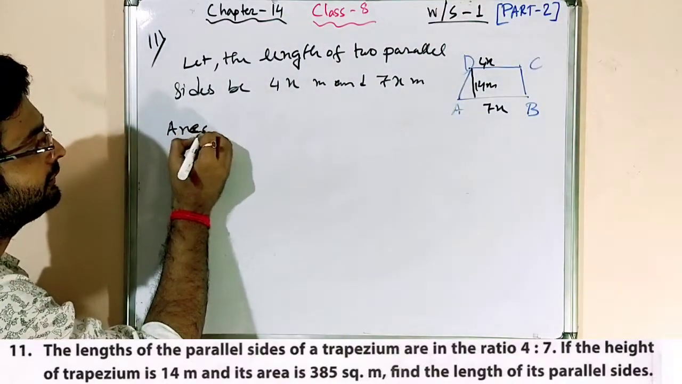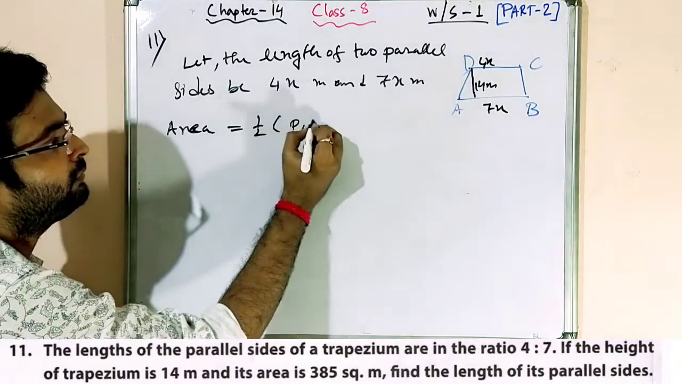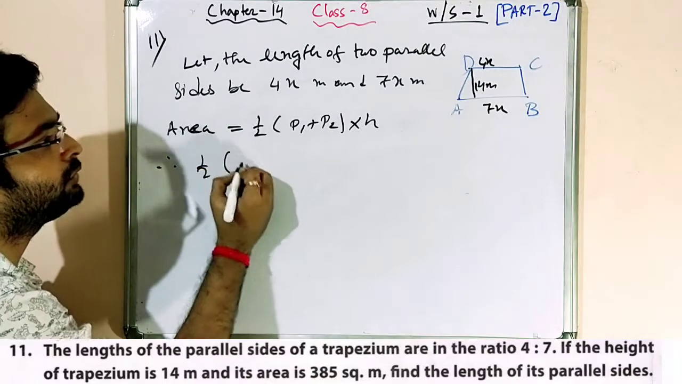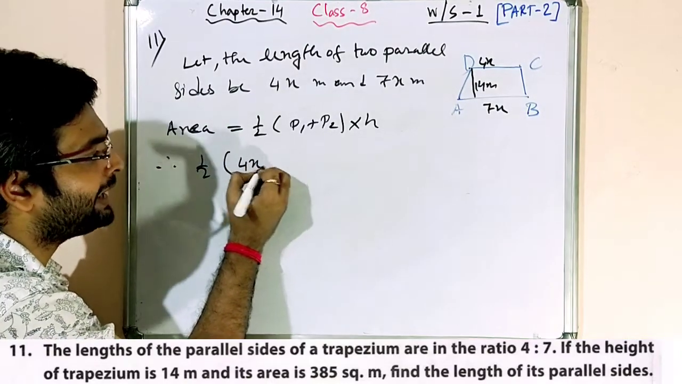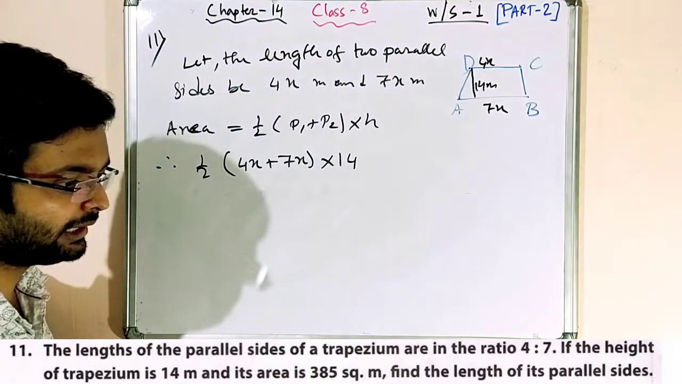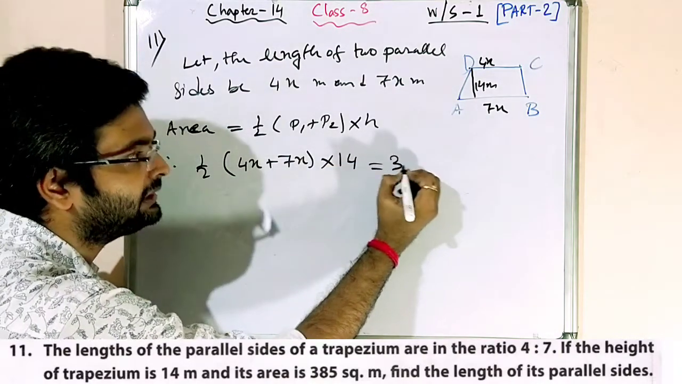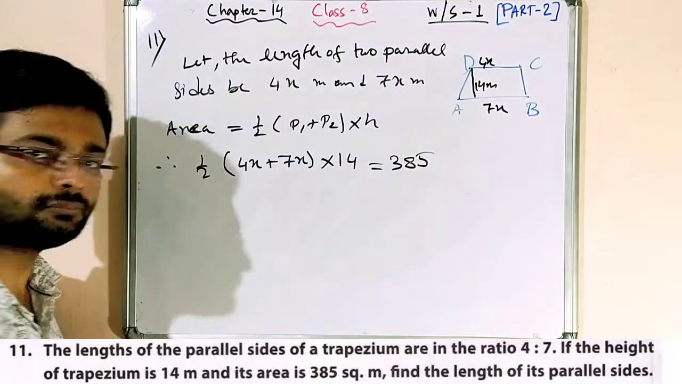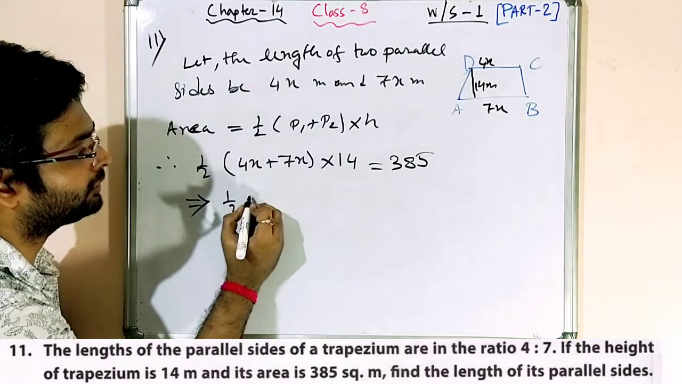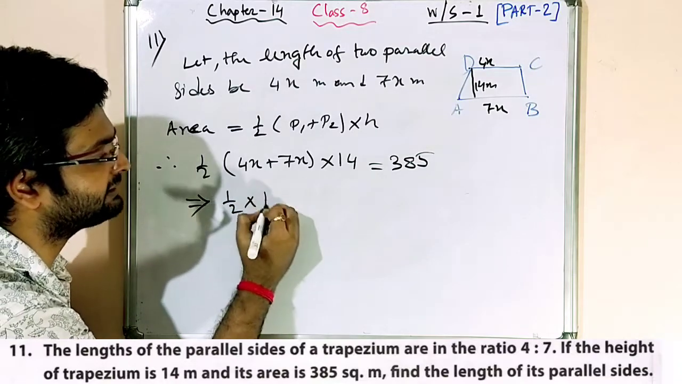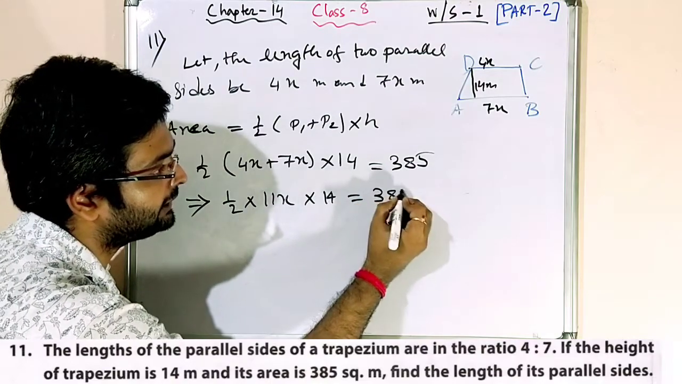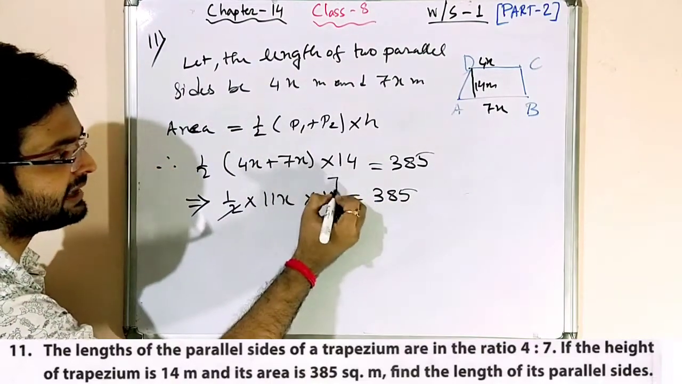Therefore, area equals half into (P1 plus P2) into H. So half into, P1 plus P2 is 4x plus 7x, into 14, equals the area, which is 385. Now, half into, adding them gives 11x into 14 equals 385. So this 7 can be cancelled.